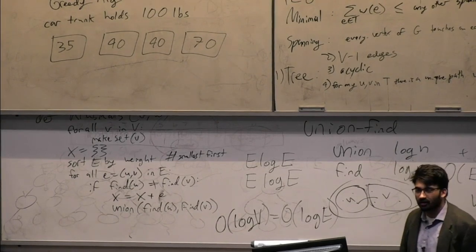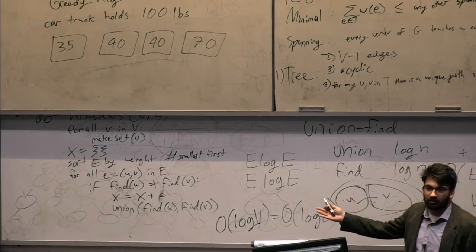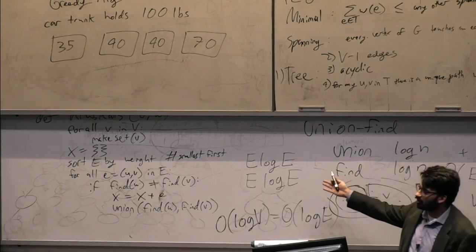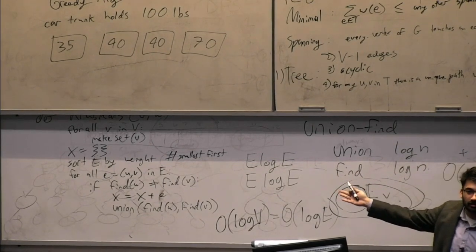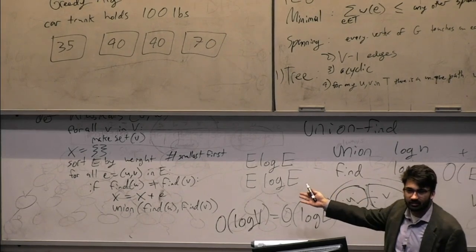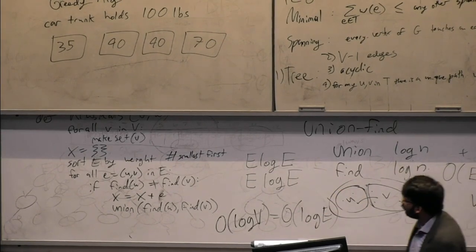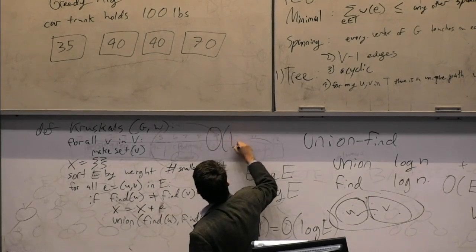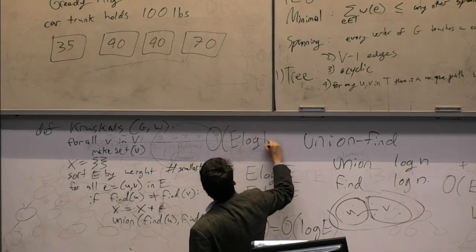And you could write E log V here, and it would be correct. But I'm going to write E log E simply because it makes it look like, wow, the only expensive part then is the sorting, because that's the time it takes for the sorting. So this whole thing is then O of E log E, or E log V, if you will.